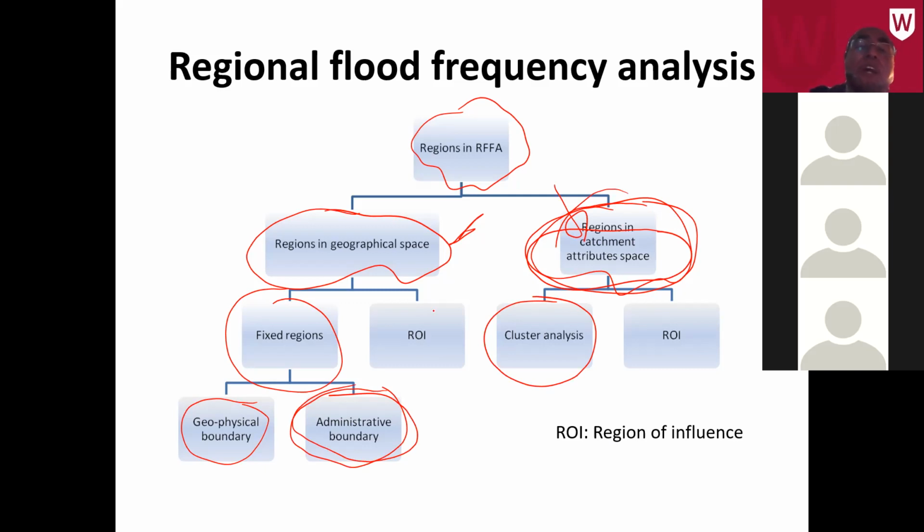And we have the ROI as well, which is region of influence. ROI is really advanced in that there is no fixed region as such. Rather, for every catchment, you need to define your own region, either in the geographical space or in the catchment attributes space. This is the most advanced approach, and in our Australian Rainfall and Runoff, this ROI has been recommended to apply.